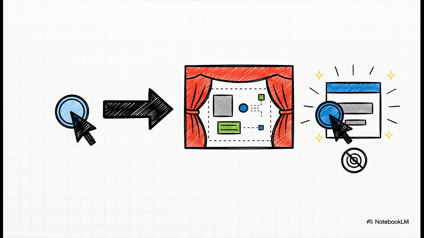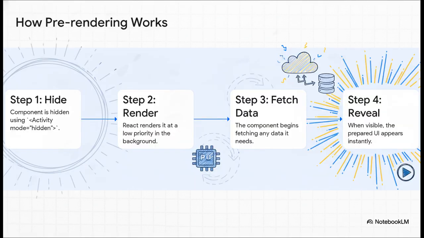This means we can start preparing content that we think the user is going to look at next. That way, when they finally do click, boom, it's just there. Instantly. Say goodbye to loading spinners. So how does this magic actually happen?